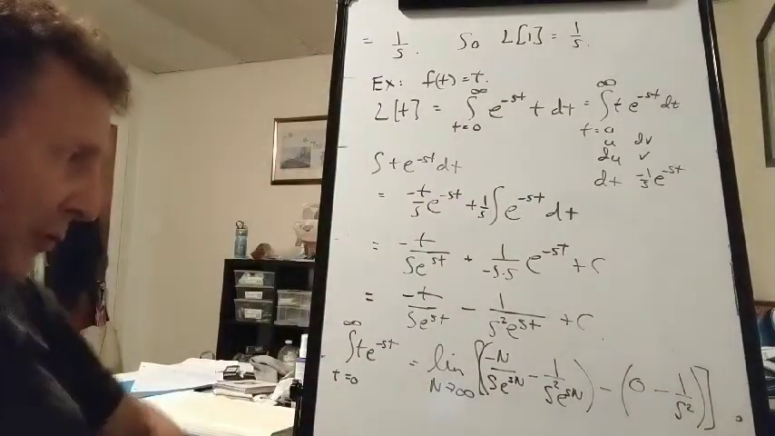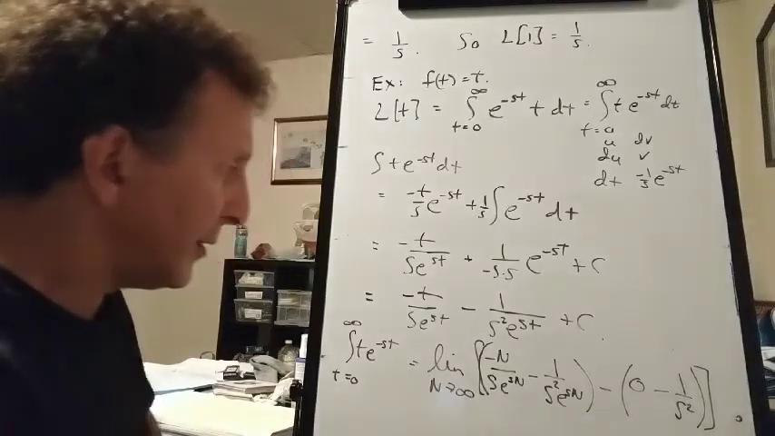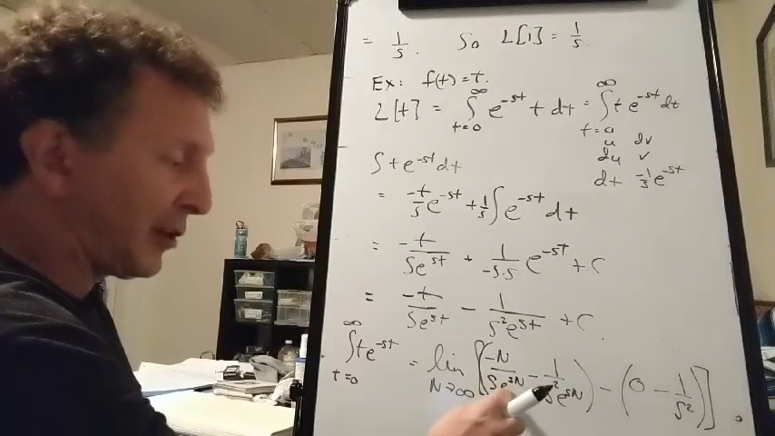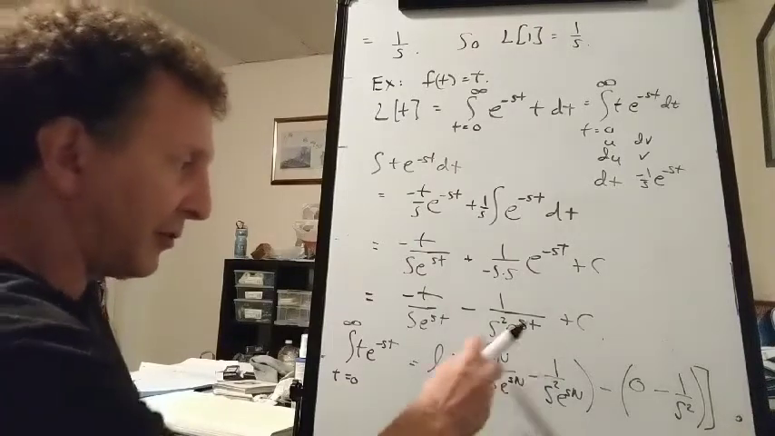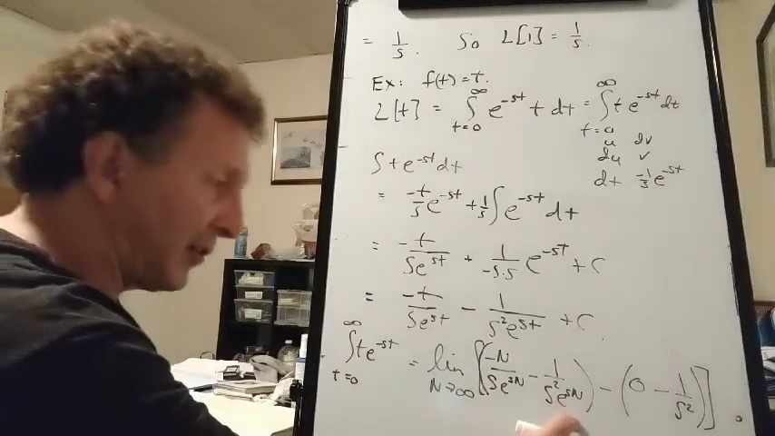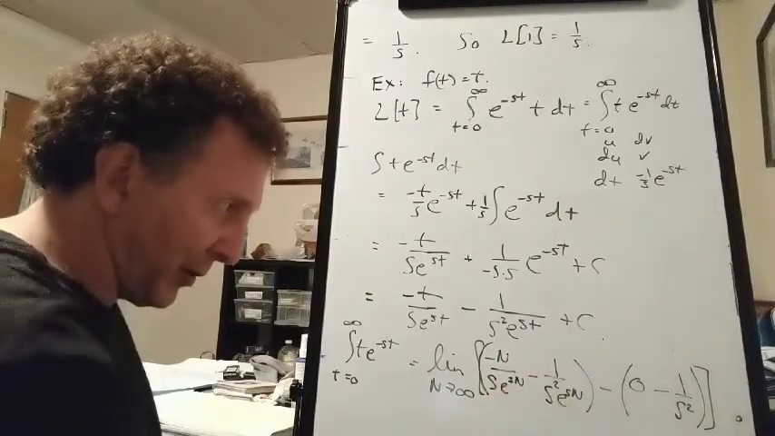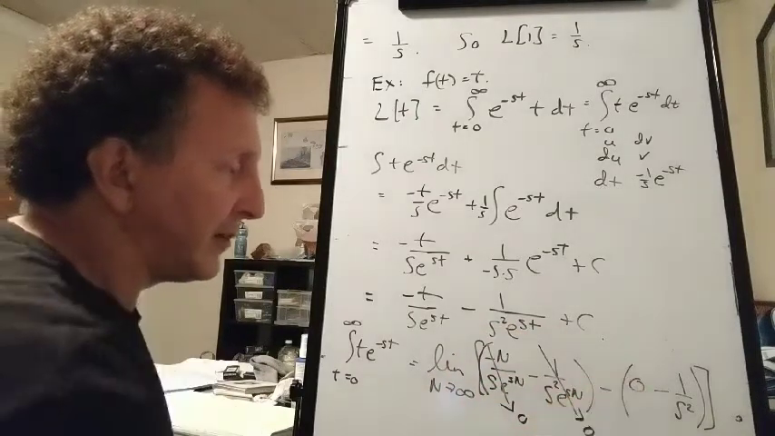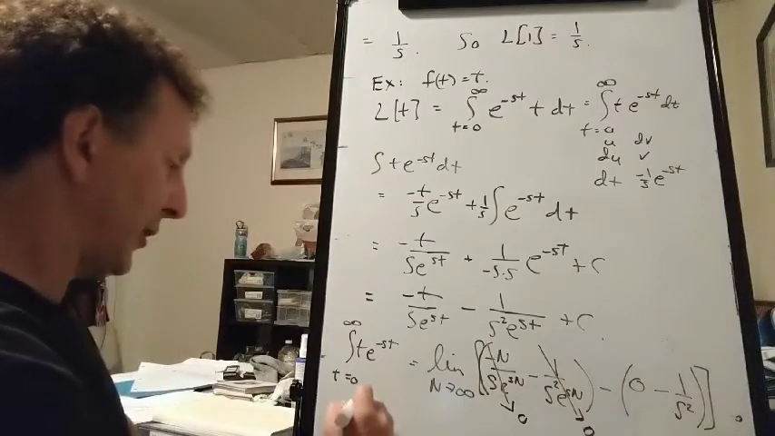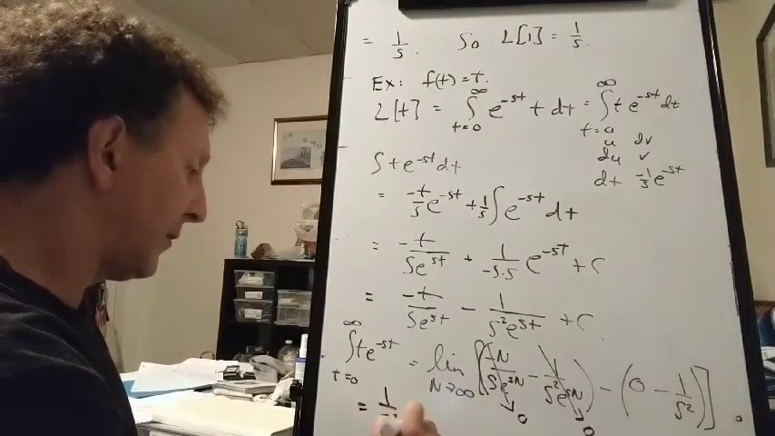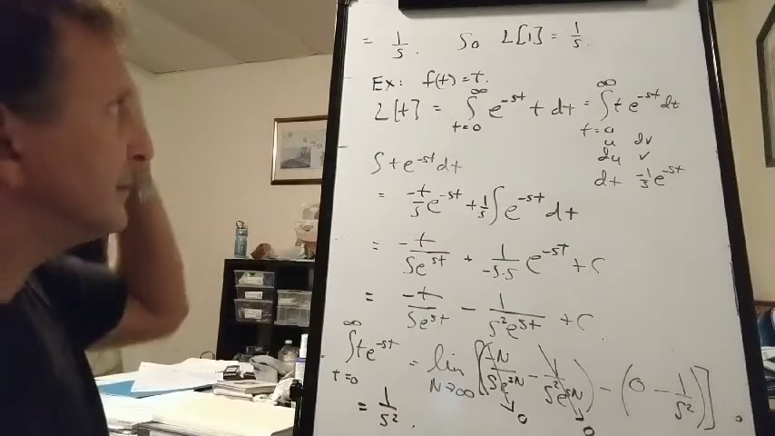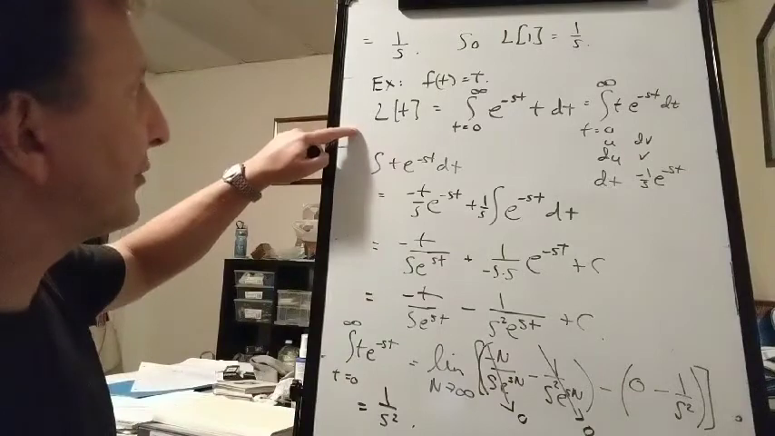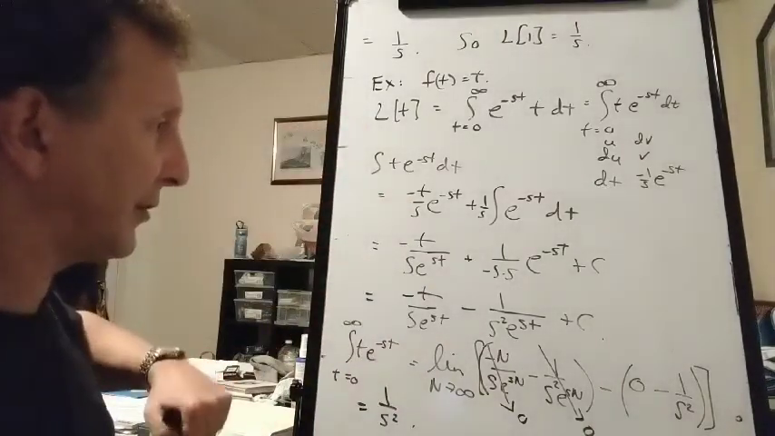So what happens as n goes to infinity? n goes to infinity and e to the sn goes to infinity, but the exponential goes to infinity faster, so this fraction goes to 0. This other fraction certainly goes to 0 because the top isn't increasing while the bottom increases. So that's 0, 0, and we're left with plus 1 over s squared. So L of t, the function t, is 1 over s squared.